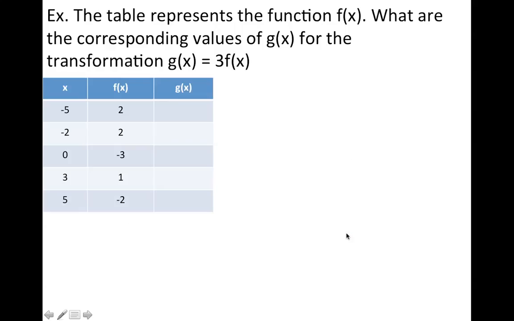The table below represents the function f of x. What are the corresponding values of g of x for the transformation g of x equals 3 times f of x? Okay, so they already give us the values for f of x, and we have to figure out the values for g of x. Since it's being multiplied by 3, all you do is take your f of x values and multiply those by 3. So we get 6, negative 9, 3, and negative 6.